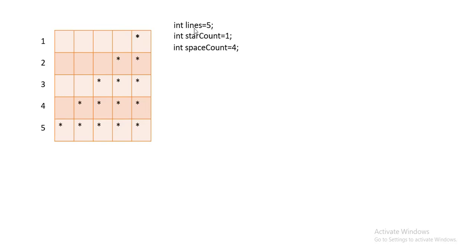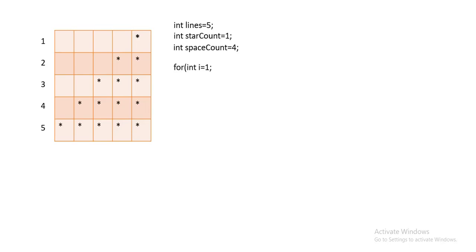Initialize 5 to lines variable because this pattern has 5 lines. Initialize 1 to star count variable because the first line has only one star, and initialize 4 to space count variable because the first line has 4 spaces. Always remember to initialize star count and space count variables by counting the number of stars and spaces in the first line. Then we need a loop to control the lines.